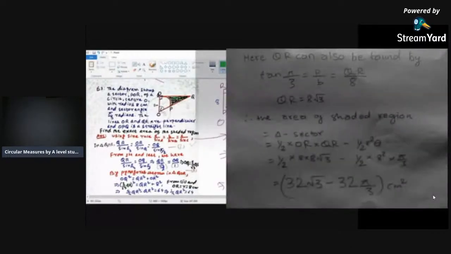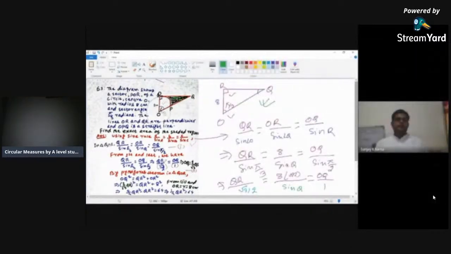So in this case, I am taking first and last, and it is also possible that you can take second and last, or first and second, depending on what you need here. So here in this case, I am taking first and last. So first thing is QR by sine pi by 2. So this is QR by root 3 by 2. And it equals the last term, OQ by sine pi by 2, so it is OQ by 1.